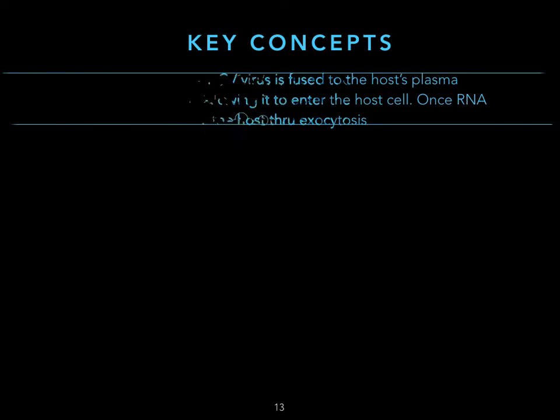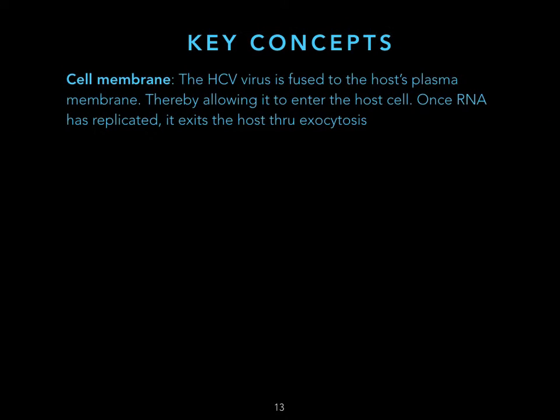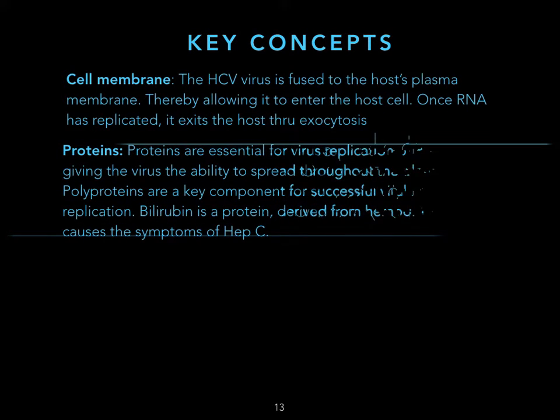Key concepts. The cell membrane. The HCV virus is fused to the host plasma membrane, thereby allowing it to enter the host cell. Once RNA has replicated, it exits through exocytosis.